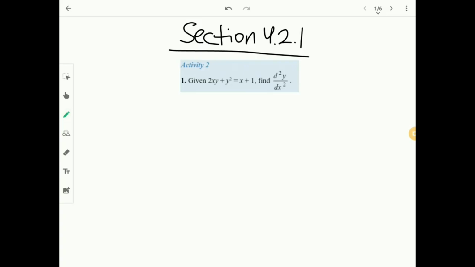Traditionally, normal derivatives we do are with one variable, x, y, z, whatever, but it's with one. But sometimes we're given functions like this with two variables. So then our normal definitions don't work, and that's why we use implicit differentiation, where we treat one variable. In this instance we always treat y as the function.